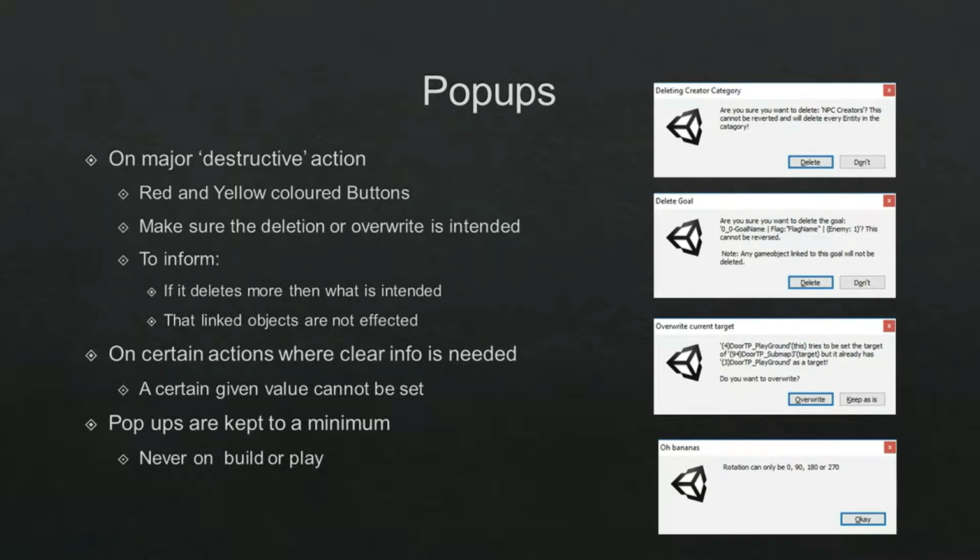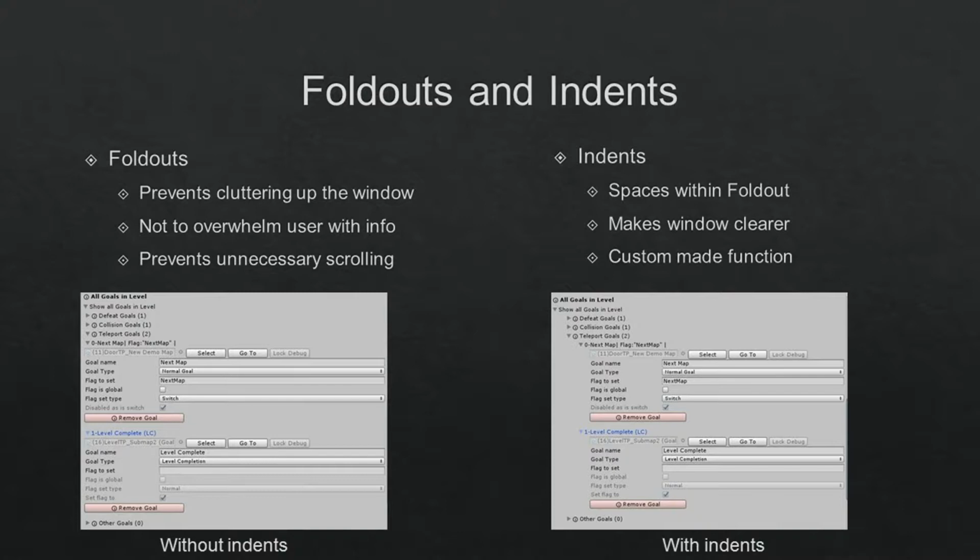Pop-ups will always be given on major destructive actions, such as overriding a variable or deleting an element or component using buttons. The pop-up will ask if the user actually wants to perform the action. It will also inform the user if linked objects are or aren't affected. It is important to note that pop-ups are kept to a minimum and will never be displayed on build or on play.